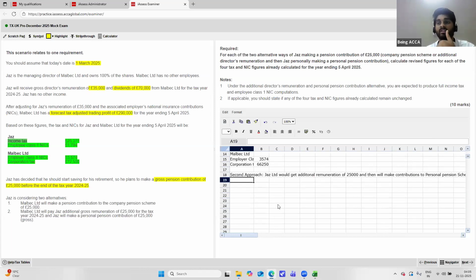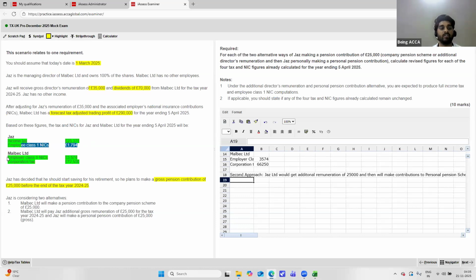So what is happening because of this case? Jazz is getting an additional remuneration. Because Jazz is getting an additional remuneration, what will happen? Jazz's total income will increase, which means this will affect the income tax. So that is the first scenario. So we know this will be affected, so we'll have to do the calculation for this part. The next aspect is, because Jazz's remuneration is increasing, the class 1 NICs will also be affected, because class 1 NICs is based on the employment income of Jazz. So employee class 1 NICs will also be affected.